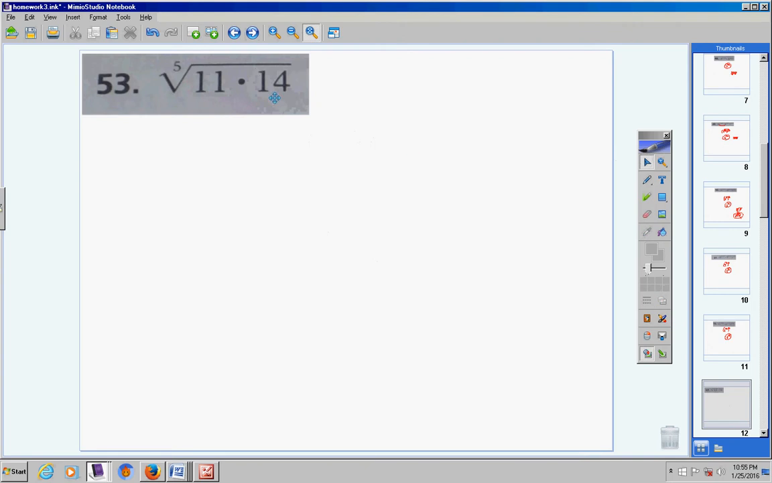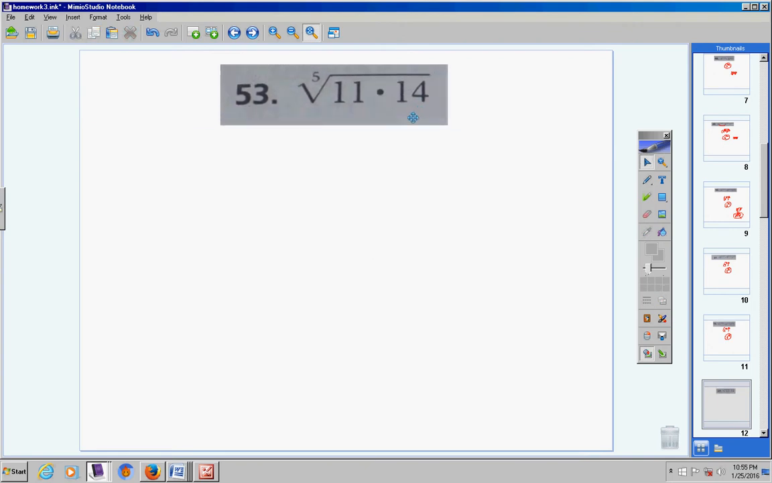Alright, now we're going to simplify the 5th root of 11 times the 5th root of 11 times 14. Now we probably won't be able to do a lot with this, but let's go ahead and figure it out here real quick, okay? Really what we're trying to simplify here is 11 times 14, which is 154. Okay, so the 5th root of 11 times 14 is the same thing as the 5th root of 154. Now we're going to break that down and try to find some prime factors, okay?